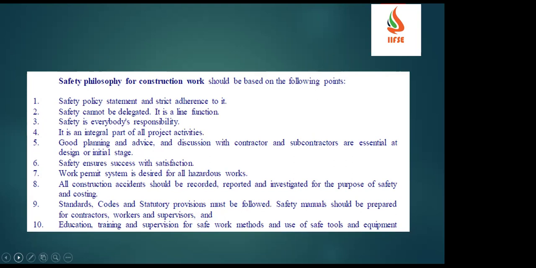So what are the points we'll cover in a safety policy?